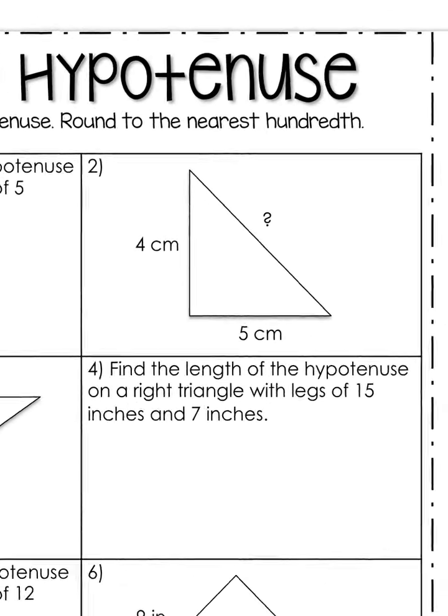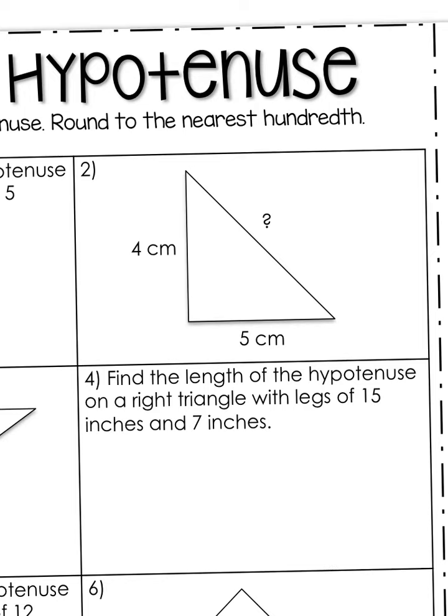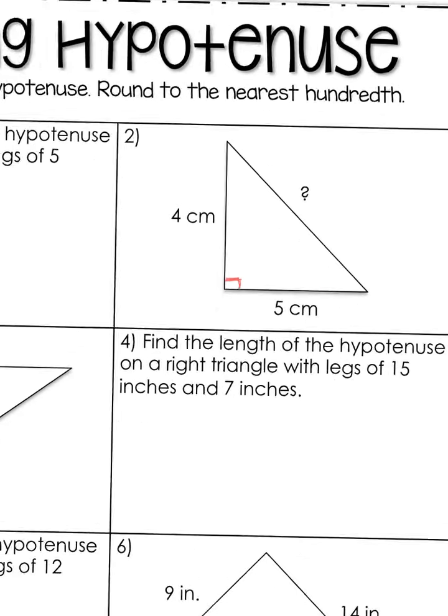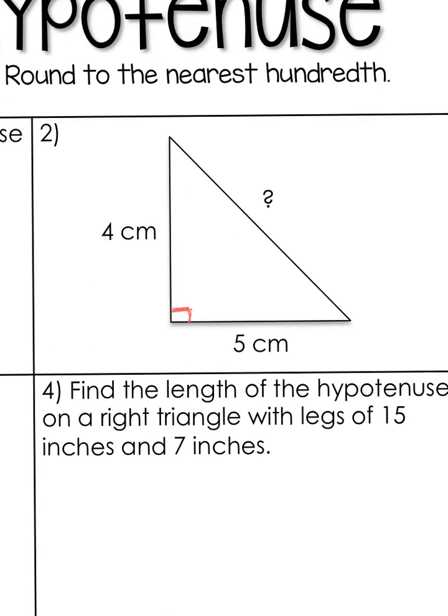what you're trying to do with the Pythagorean theorem. You have a right triangle, and I'm going to start with number 2 on this one, and this is the worksheet that's called Finding the Hypotenuse, Missing Hypotenuse. What the Pythagorean theorem does is help you find a missing side of a right triangle.